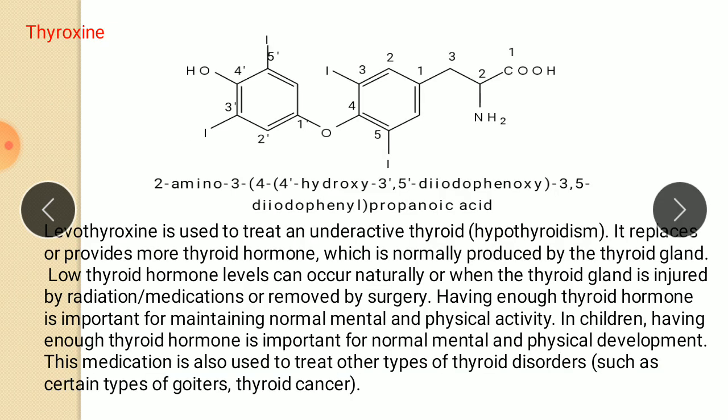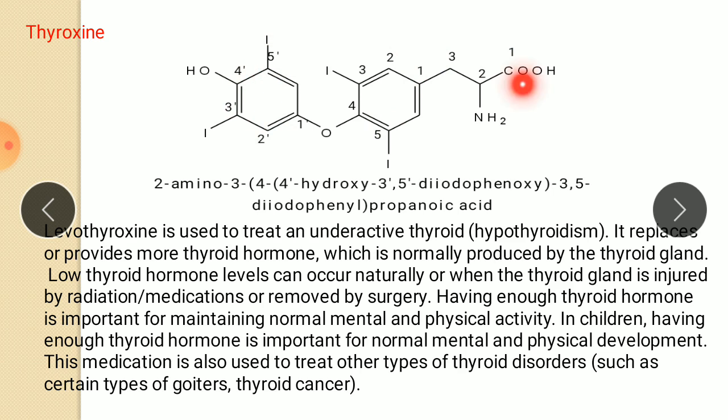Now individual drugs, thyroxine. These are the drugs which are used in hypothyroidism. In that, the first one is thyroxine. So it is the structure of thyroxine. Here the numbering is given 1, 2, 3, 4, 5, 6. Here is 1 dash, 2 dash, 3 dash, 4 dash, 5 dash.